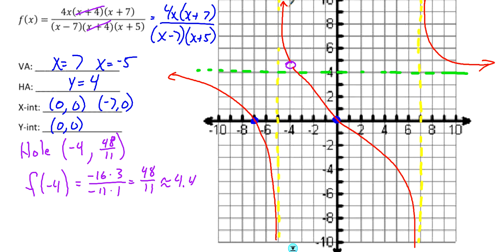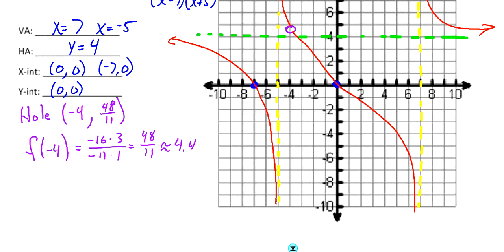So these holes, you got a little extra work to find them by plugging them into the function and finding their y value, but they often give us more information to graph with. Okay, if we didn't have this hole at negative 4, 48 over 11, then we would have had to plug in a value anyway to find out what was going on in the middle. But since that hole is there, we didn't have to do that.